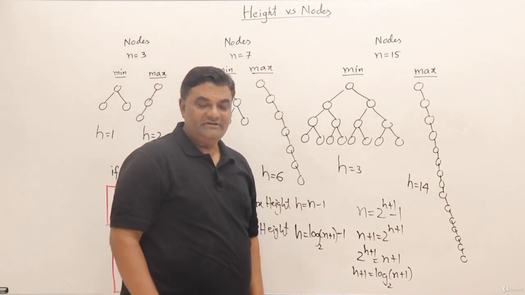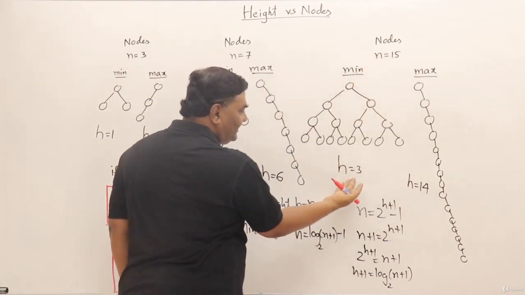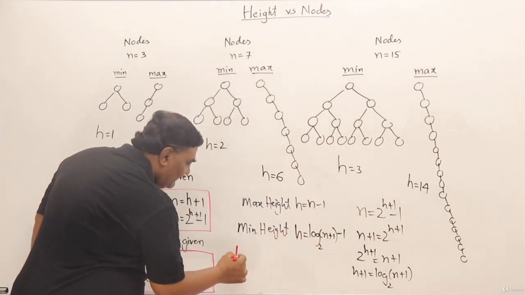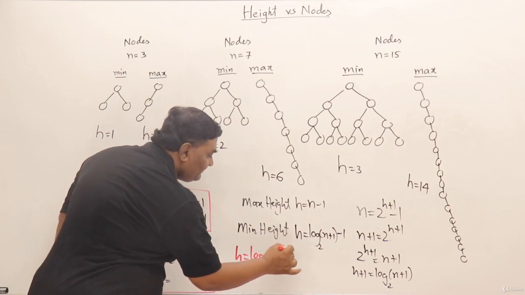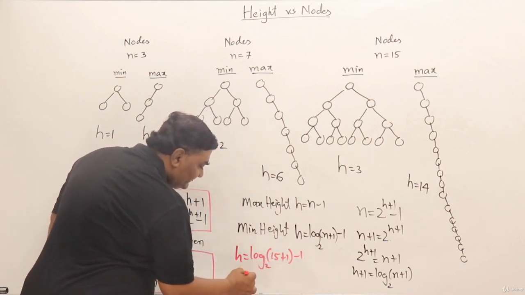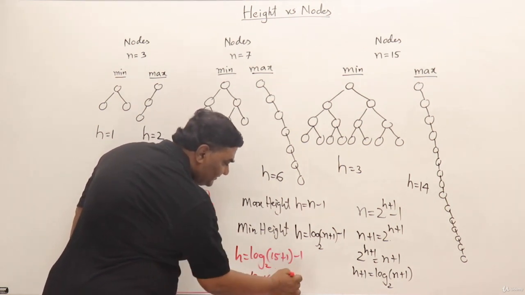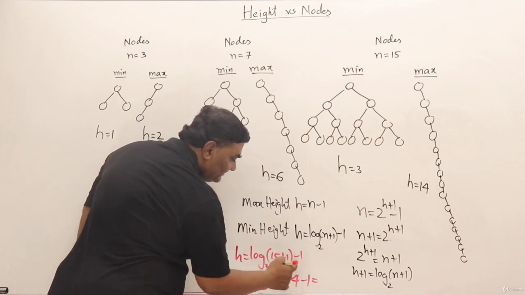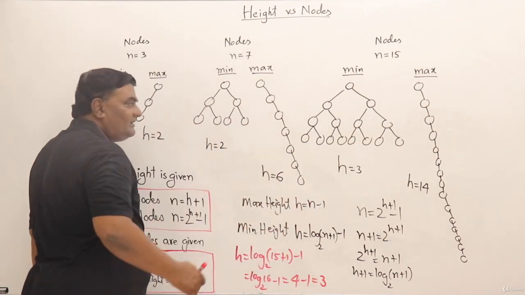Let us verify this one. I have 15 nodes. What could be the minimum height? We know the answer is 3. Let us check it. h is equal to log of 15 plus 1, minus 1. So this is log 16 base 2, minus 1. Log 16 base 2 is how much? 4, minus 1. This is 3. Yes, we are getting the answer.